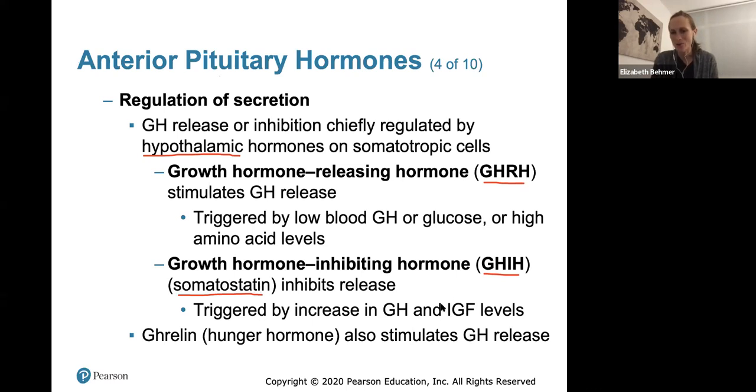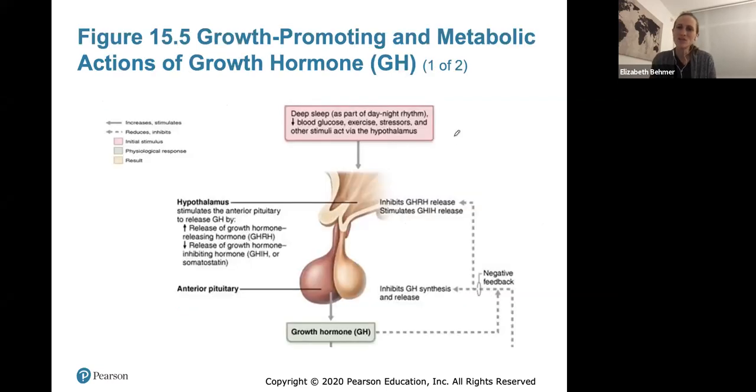Ghrelin, the hunger hormone, also stimulates growth hormone release, which I think is kind of interesting. Hunger and growth are combined, which makes sense. So here's one of these flow charts that you might get used to seeing. And if you get confused, I'd encourage you to make flow charts like this. You don't have to draw out the hypothalamus, but maybe that'll help.